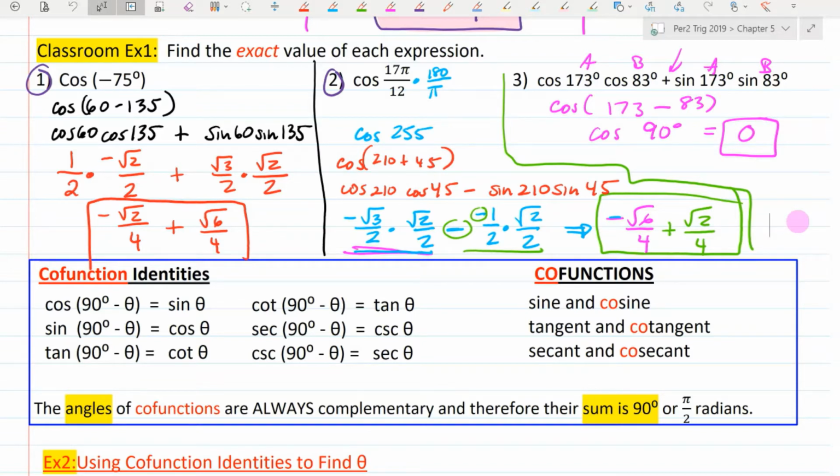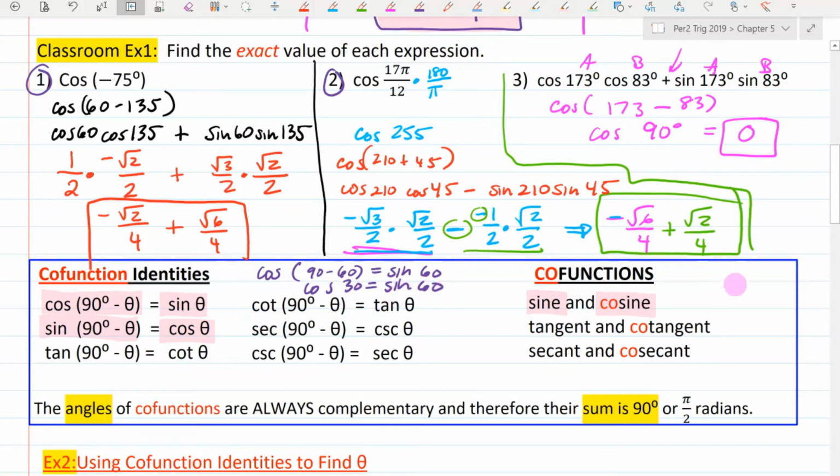All right. For the next part, we're going to talk about cofunction identities. Cofunctions are different than reciprocals, and sometimes people get them mixed up, so you've got to be very careful. Cofunctions, sine and cosine: if I have cosine of 90 minus theta, it equals sine theta, and sine of 90 minus theta equals cosine theta. So what does that mean? If I give you cosine of 90 minus 60, then that equals sine of 60, which means cosine of 30 equals sine of 60.